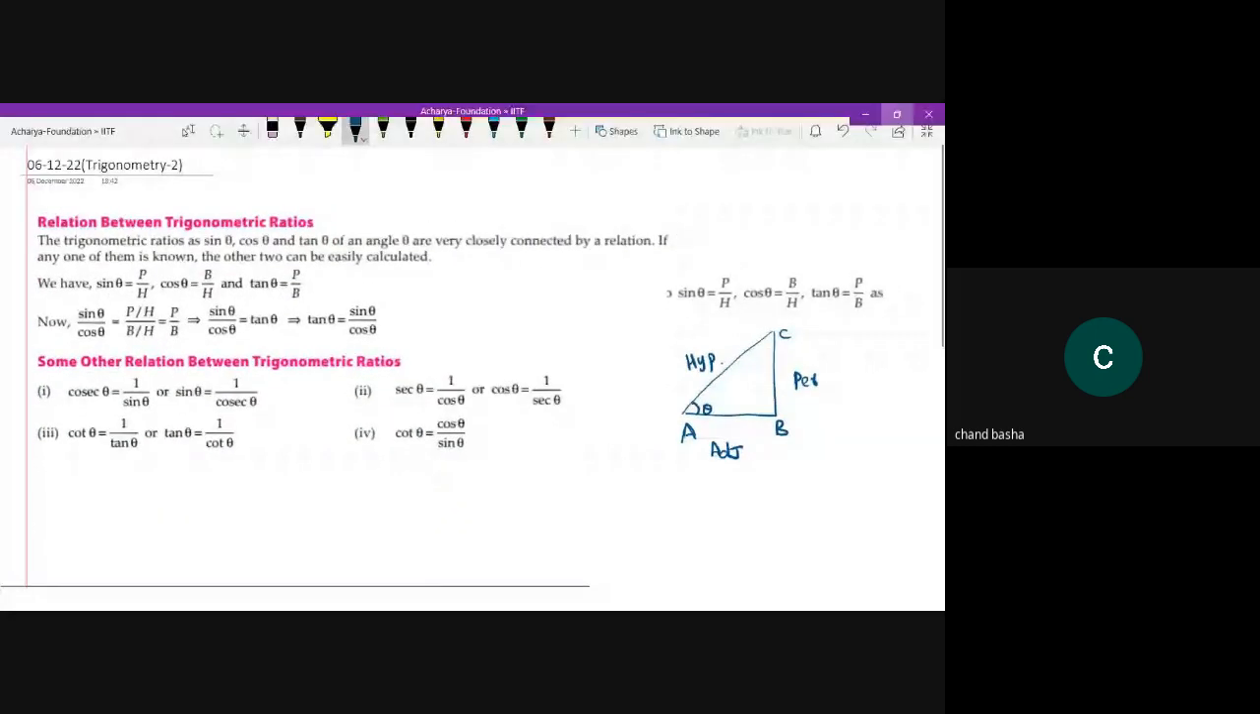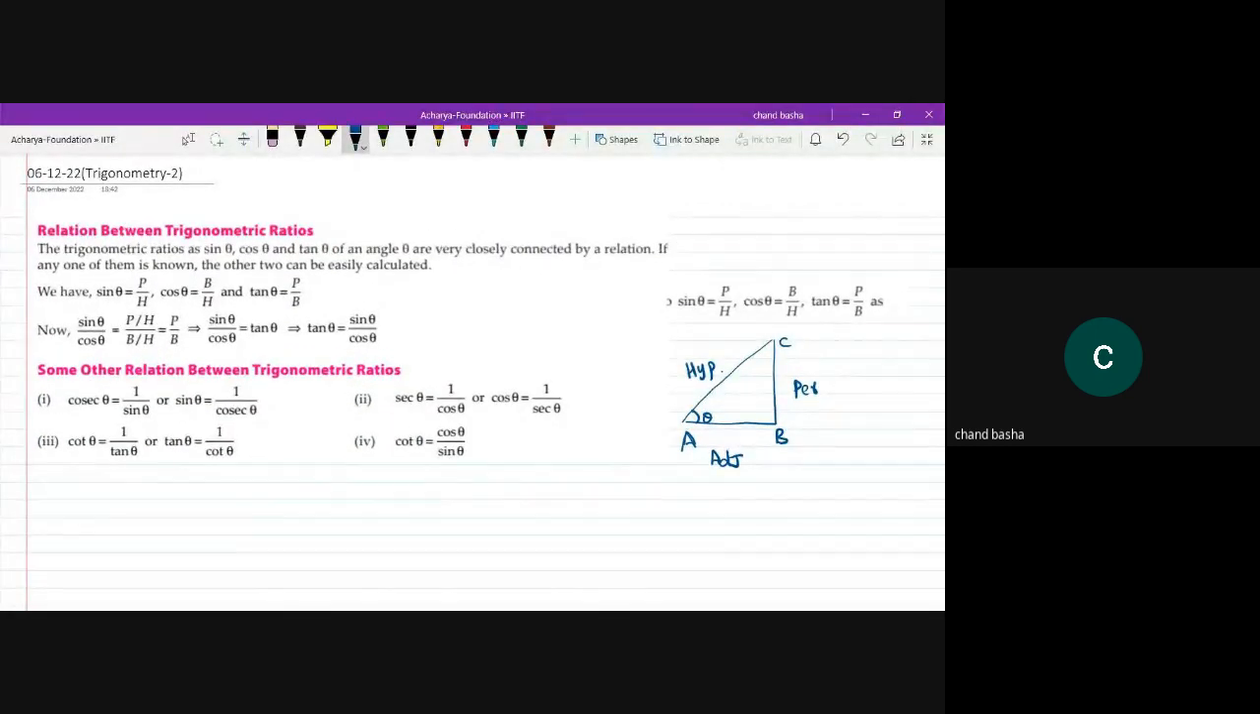That is the six ratios and their reciprocals. If you observe, the reciprocal of sine is cosecant. Cosecant theta is H by P, the reciprocal of sine theta. Secant theta is H divided by B. Cot theta is B divided by P. This is the same thing I discussed yesterday also.